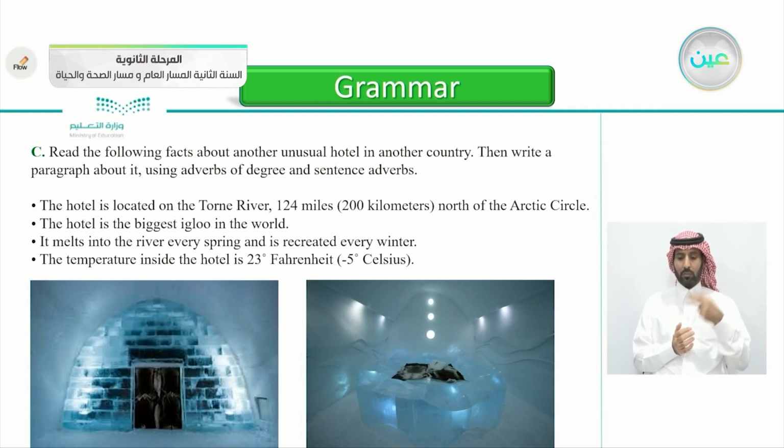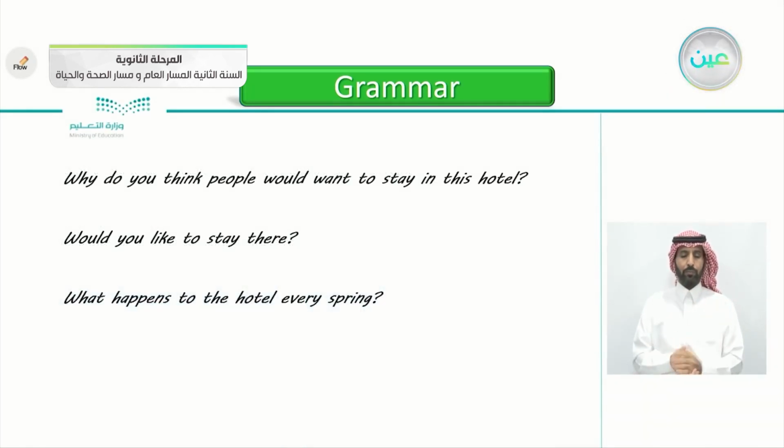So you read the following facts, these 4 facts about a hotel in another country, and you have to write a paragraph about it using the adverbs of degree and the sentence adverbs. As you can see in the pictures here, of course, the location 200 kilometers north of the Arctic, it will be mostly ice and snow, and remember that the ice melts in the spring. So why do you think people would want to stay in this hotel?